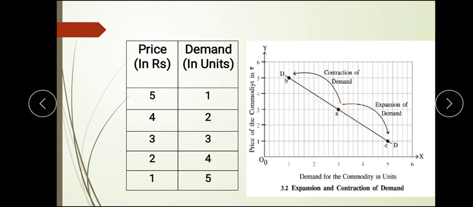It can be other units or another price also, whichever you want to take, because it is hypothetical data. So this is how you find that there is a contraction of demand and expansion of demand on a DD curve, that is a demand curve.